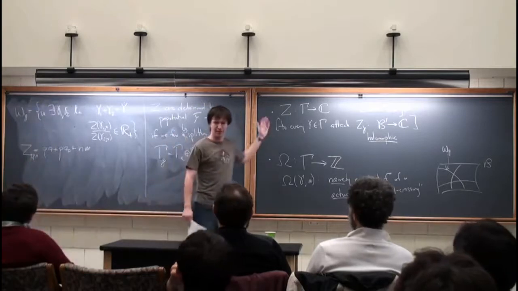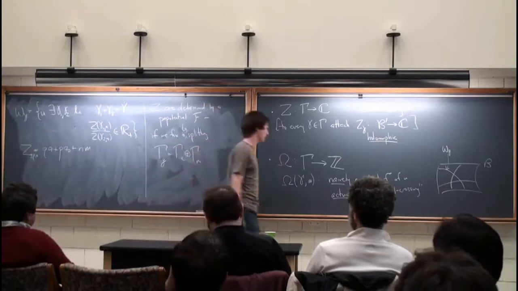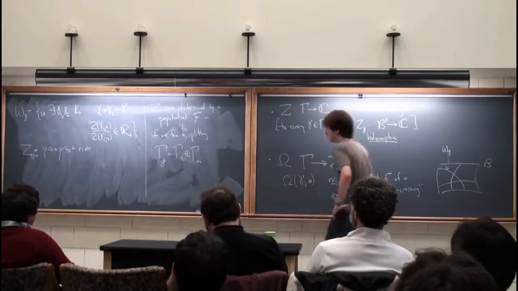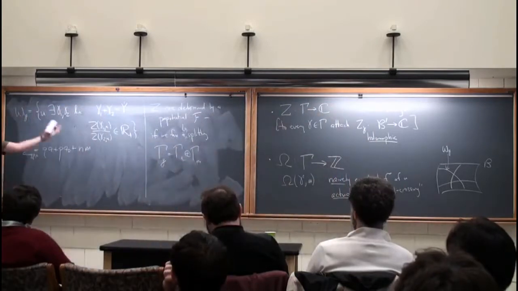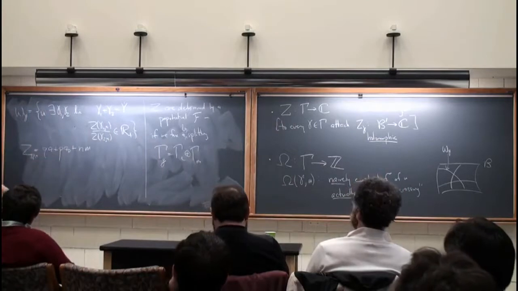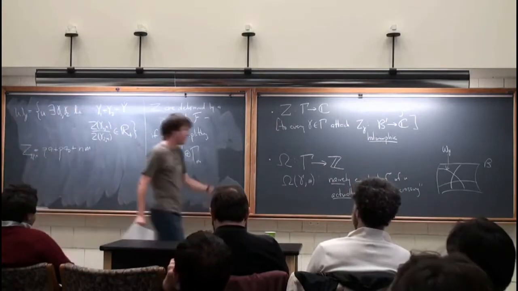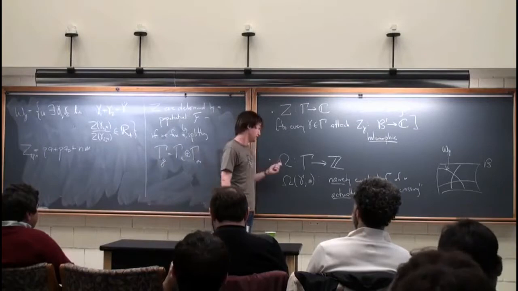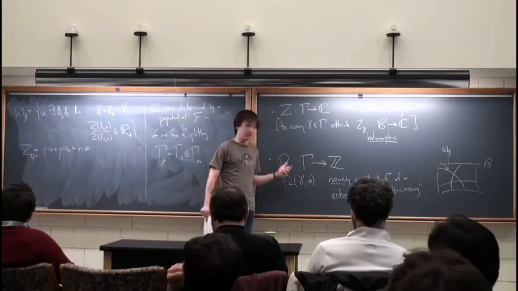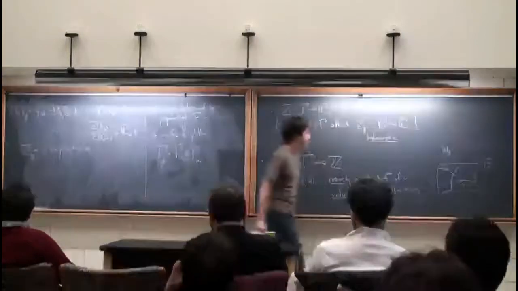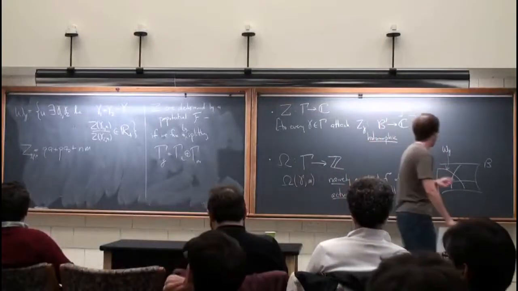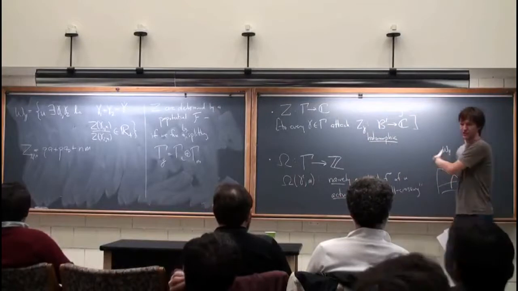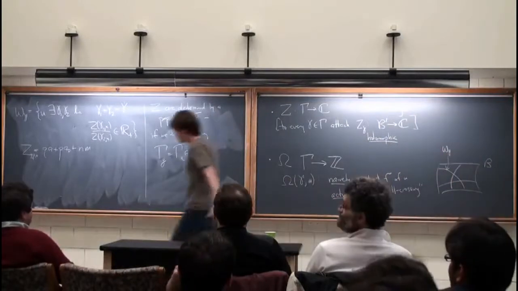Now I've described for you the basic data that you get from an N equals 2 theory, the infrared of an N equals 2 theory plus the BPS degeneracies. I haven't told you the most interesting part, which is the wall crossing formula that tells you how these integers jump when you cross a wall. I'm not going to write it now, but we'll come back to it in a few minutes.